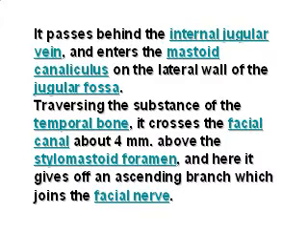After its origin, it passes behind the internal jugular vein, enters the mastoid canaliculus on the lateral wall of the jugular fossa. After traversing the substance of the temporal bone, it crosses the facial canal about 4 mm above the stylomastoid foramen, wherein it gives off an ascending branch which joins the facial nerve.